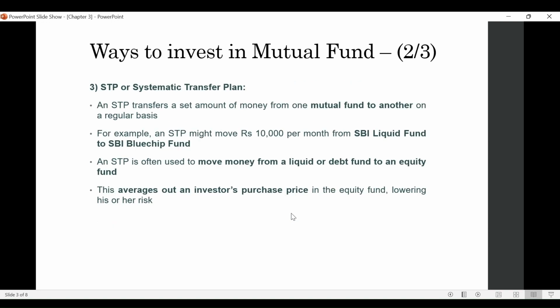The third way to invest in a mutual fund is STP, which stands for Systematic Transfer Plan. In STP, an investor transfers a set amount of money from one mutual fund to another on a regular basis. For example, an STP might move 10,000 rupees every single month from SBI liquid fund to SBI blue chip fund.